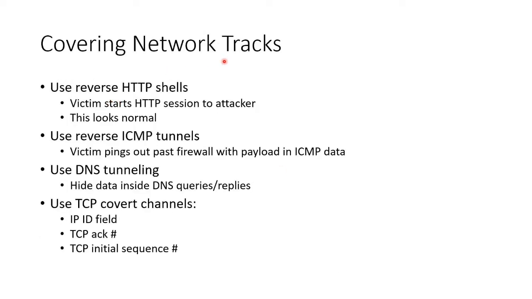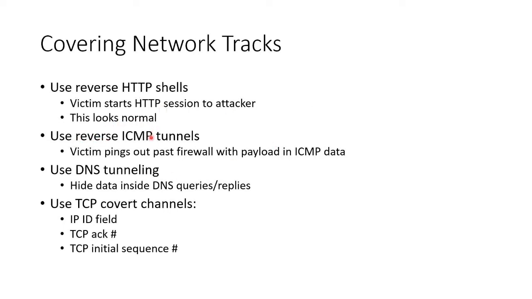If you're trying to hide what you're doing on the network, you could use a reverse HTTP shell, meaning when we have the remote access Trojan, remember how we were talking about that? We could tell the victim to come out to us rather than we make a connection to the victim. That looks normal. We would have an HTTP listener running, and the victim would use HTTP to carry both its request for a command and the command from us back, and it would look like a normal web session. And the firewall would just let it go.